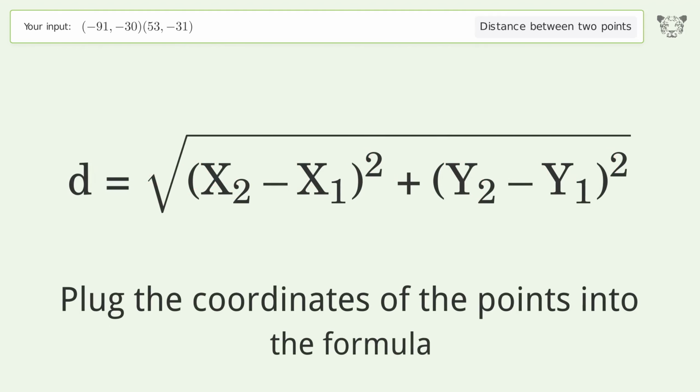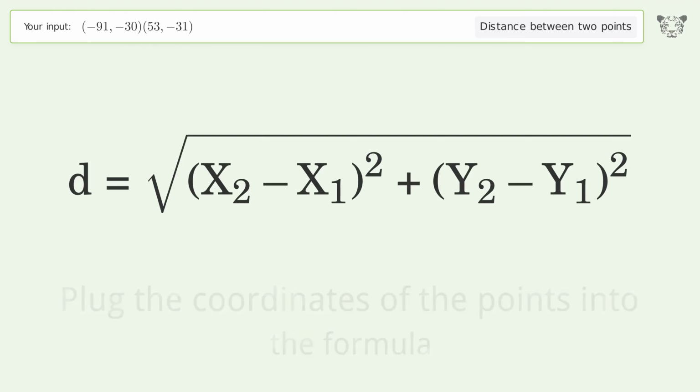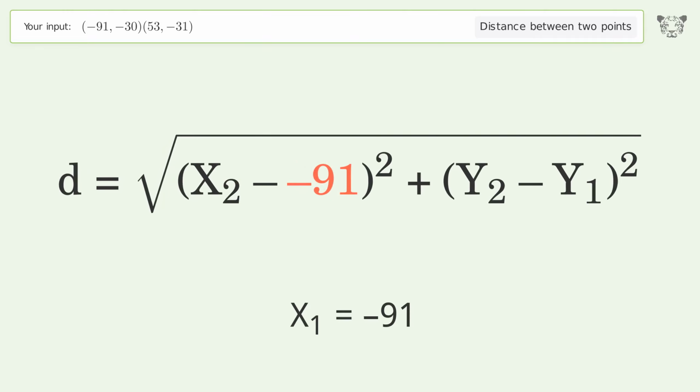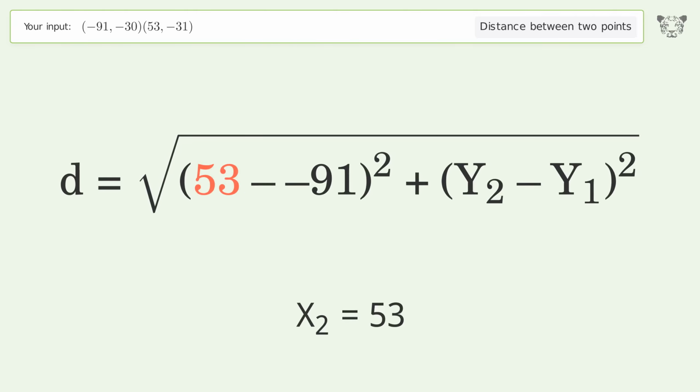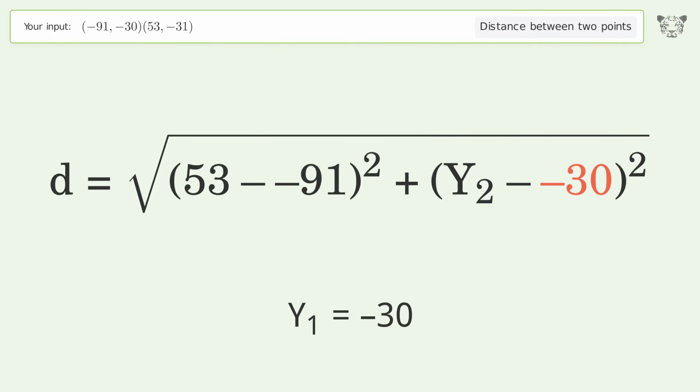Plug the coordinates of the points into the formula. x1 equals -91. x2 equals 53. y1 equals -30. y2 equals -31.